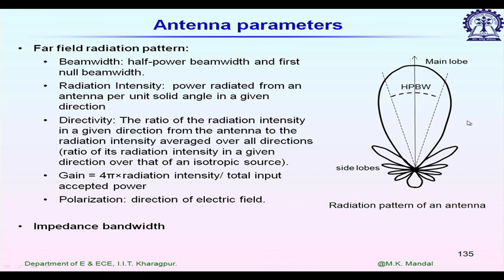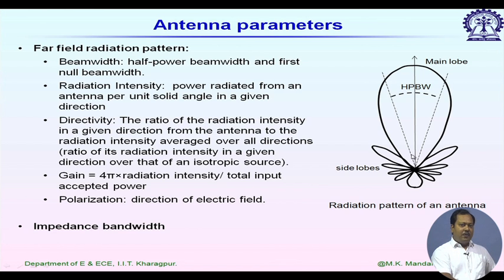This antenna has a radiation null in this direction. So, from the first null on the left-hand side to the first null on the right-hand side, the angular separation we call the first null beam width of the antenna. Usually, for most antennas, the half power beam width is half of the first null beam width.